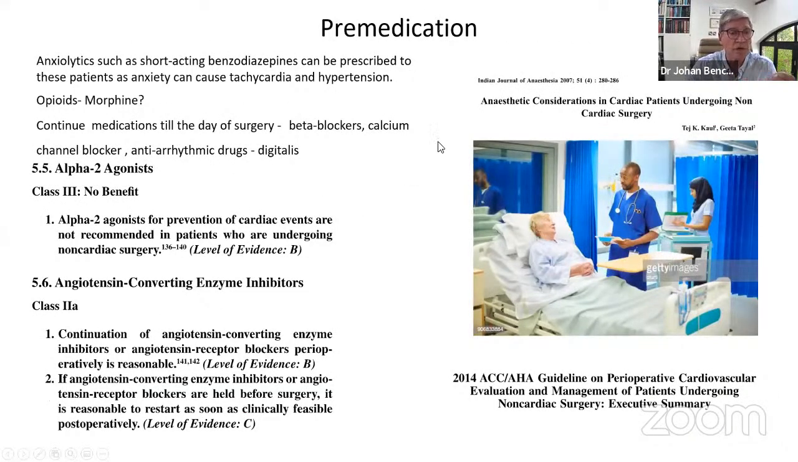How do you do this? Pre-medication, as we saw, and especially Snigdha talked about it in detail. Anything can do. Just keep your patient calm and keep their blood pressure relatively low. You can use any of the anxiolytics. You can use opioids and morphine if you don't have anything better than that. And you continue the medications that they are on to the day of surgery, your beta blockers, your calcium channel blockers, and your antiarrhythmic agents, including digitoxin. Alpha-2 agonists are given as a class 3 recommendation, and you can see it shows no benefit.